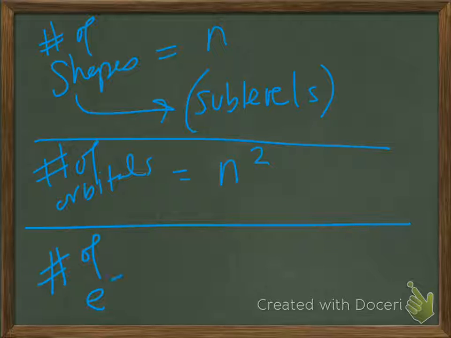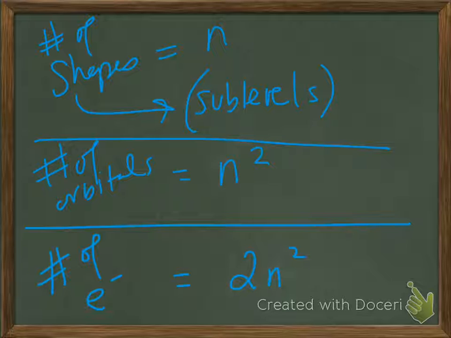And the number of electrons, since every orbital can hold 2 electrons, what's the total number of electrons on any main energy level? 2, what? 2n squared. That's a handy little rule. Because what it means is that I can say, okay, quick, how many electrons can be held on the third main energy level? And you go, 18.